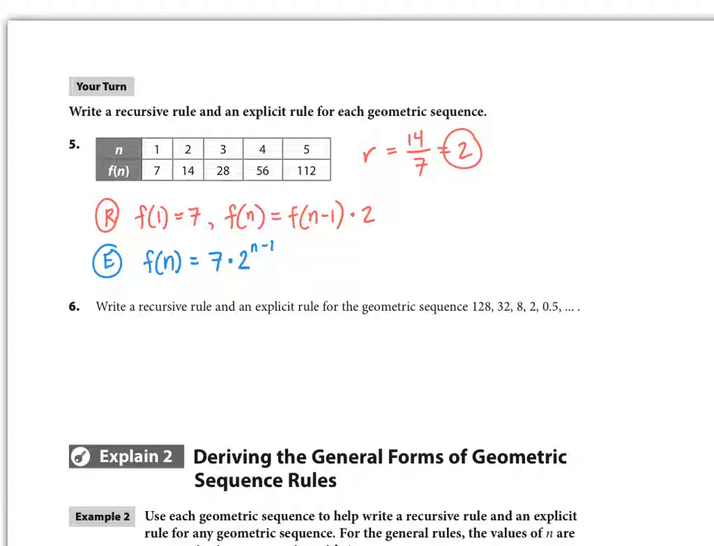All right, number 6. This one right here. I want you to try this one out. And just as a little hint, the common ratio will be a fraction, right? And if you want to change it to a decimal, if the decimal terminates, go ahead and use a decimal. All right, so go ahead and try this one out. Pause it, give it a try, and then check your answer here in a few seconds.